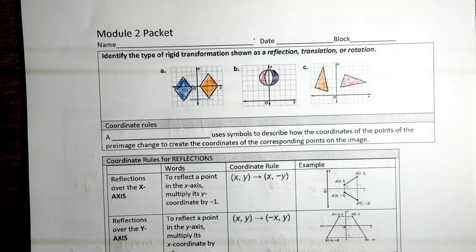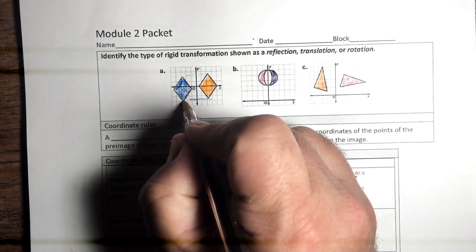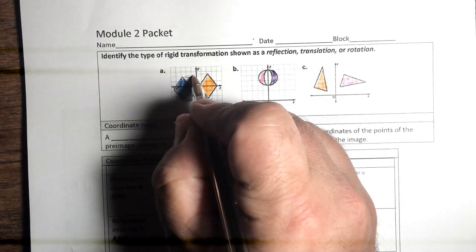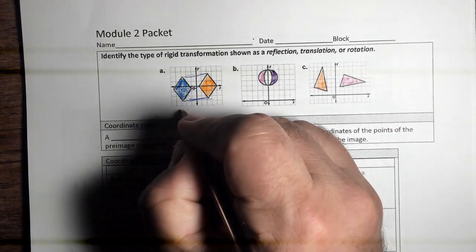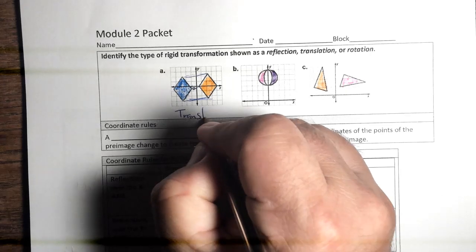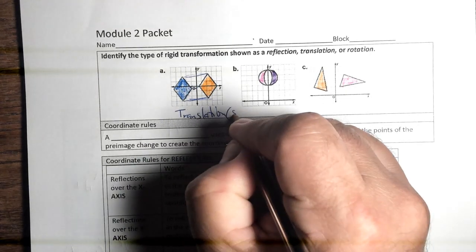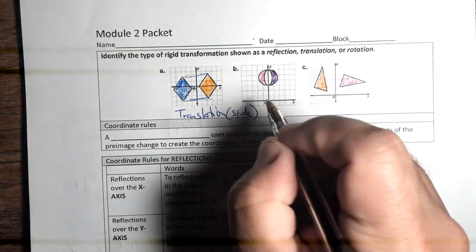Hold on. Yeah, that's why it's not even. So we're sliding over and then up, over and then up, over and then up. So translation, or slide, up here.